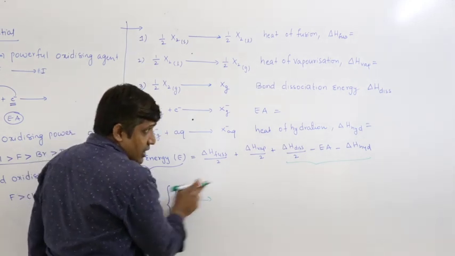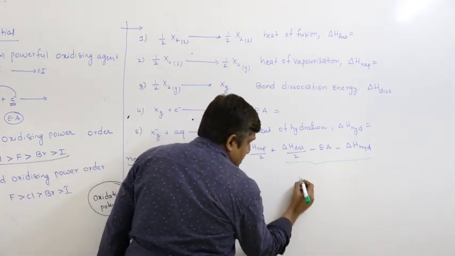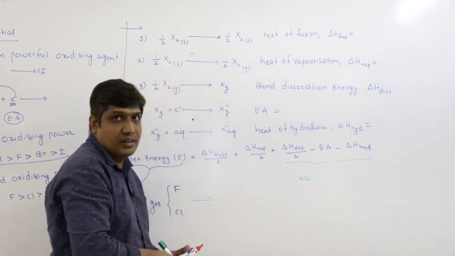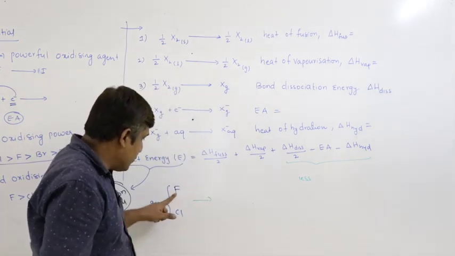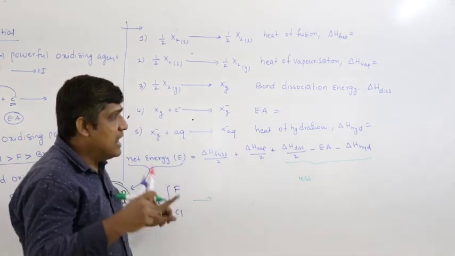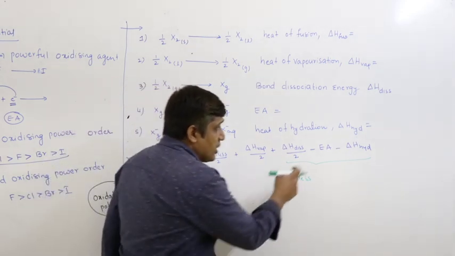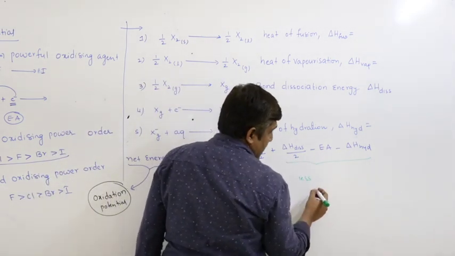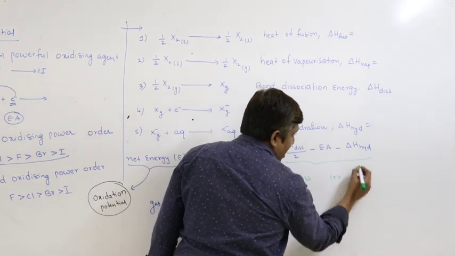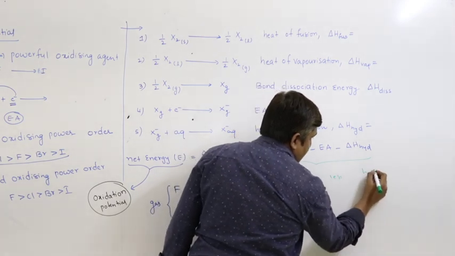For fluorine, delta H dissociation is less compared to chlorine. Compared to chlorine, the fluorine dissociation energy is less. Electron affinity is also less. Heat of hydration is very high.